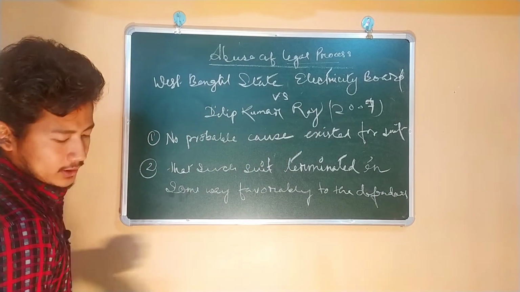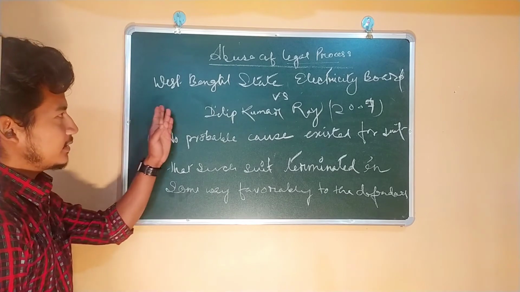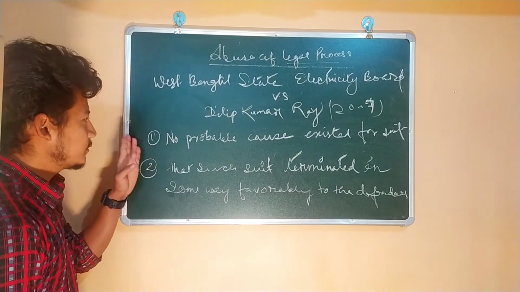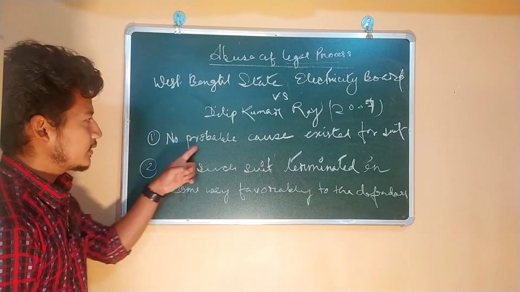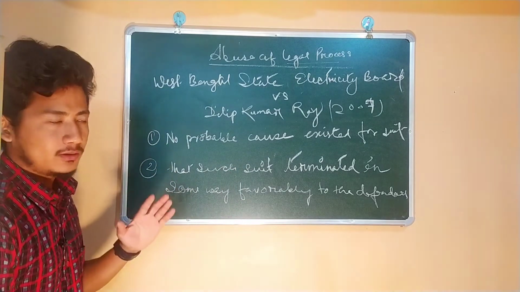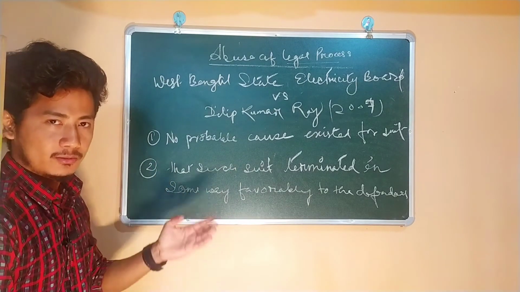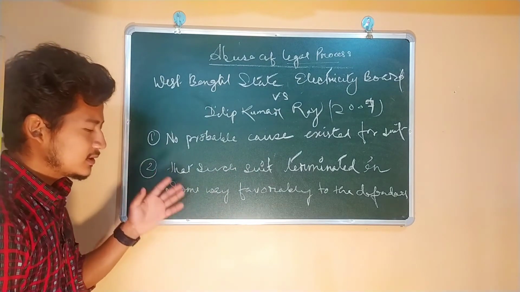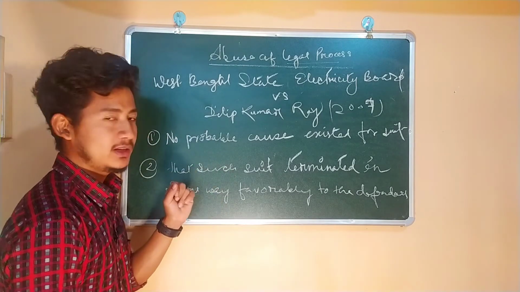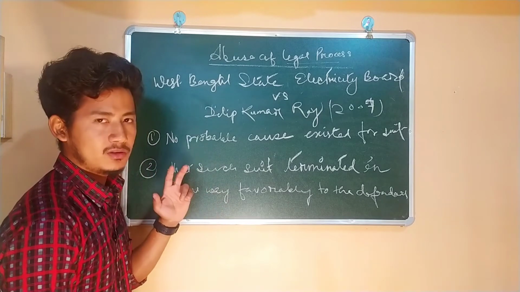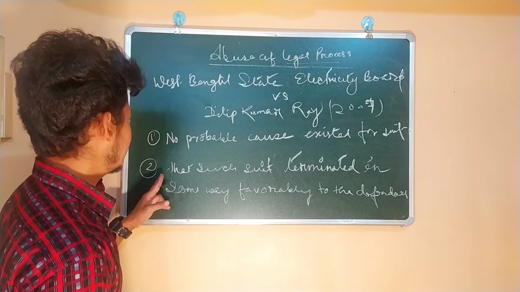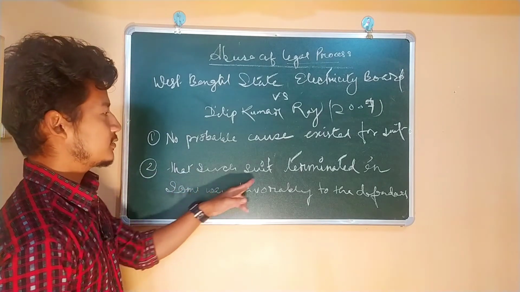So in this case the Supreme Court opined that in order to constitute abuse of legal process, there should be two essentials. The first is that no probable cause existed for the suit. There is no cause or particular reason for filing the suit. Whatever reason is provided by the plaintiff is false, he does not have sufficient reason. And number two, what is that? That such suit terminated.